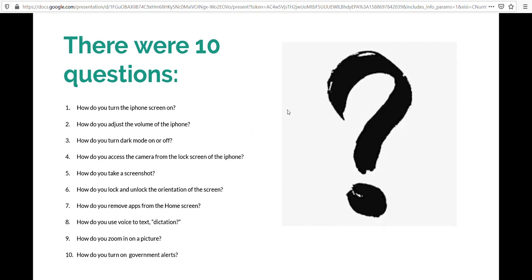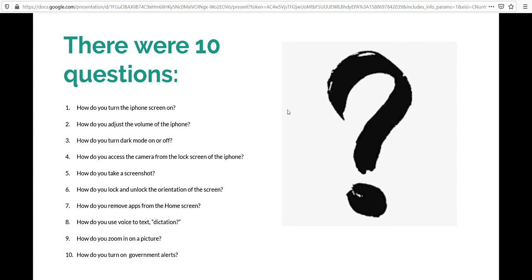I asked my subjects 10 questions. The questions were simple, they were found in the guide, all of them, none of them had to be off their base knowledge, but the questions were, how do you turn the iPhone screen on? How do you adjust the volume of the phone? How do you turn dark mode on or off, or light mode on or off, depending how you look at it? How do you access the camera from the lock screen of the phone?